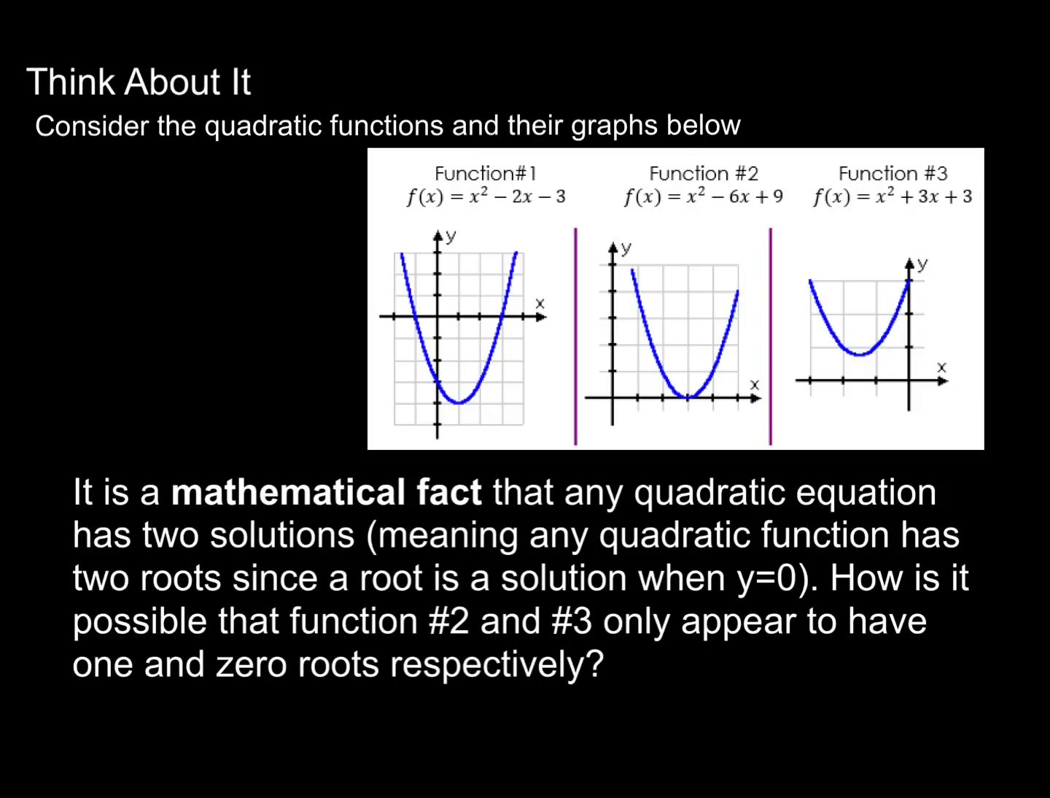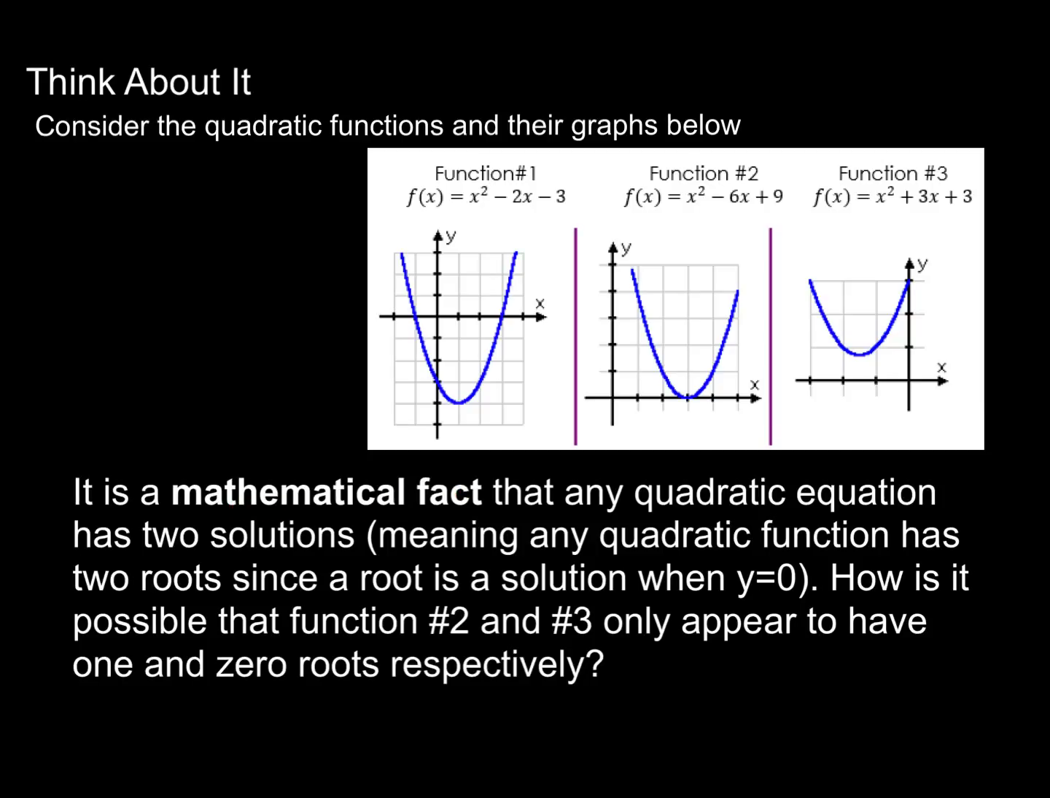How is it possible that function 2 and 3 only appear to have 1 and 0 roots respectively? Remember that the graphical interpretation of a root is where the function intersects the x-axis. If we notice, function 2 appears to only do that once, and function 3, 0 times. So your goal is to try and figure out how this could be the case. I'm telling you, it's a mathematical fact.